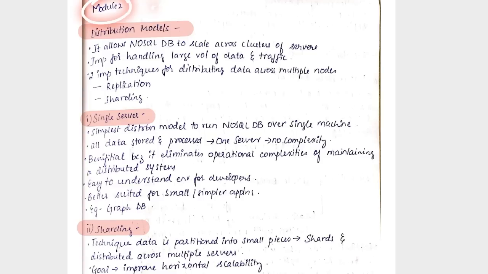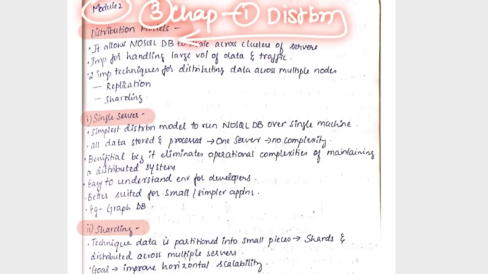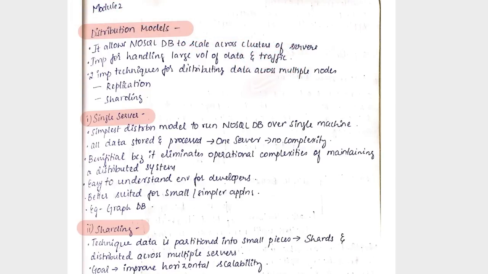So in second module, there are three chapters. The first chapter among that is distribution model. Under distribution model also there are 5 topics. So they are very easy ones. So let's get started. So the first topic is we'll understand what distribution model is.